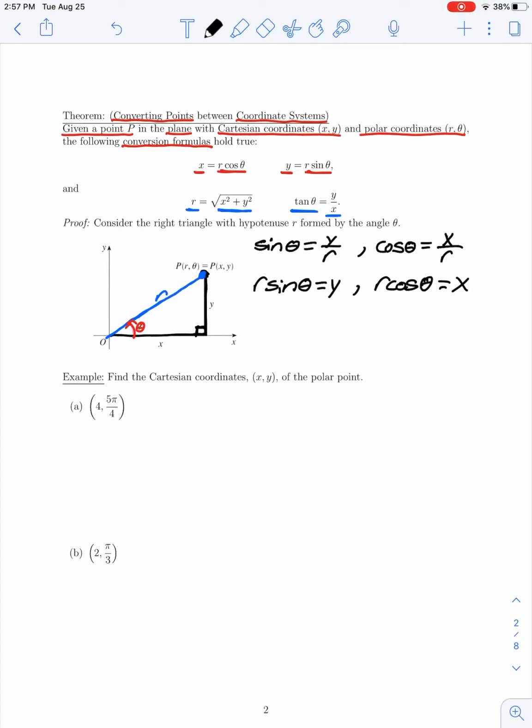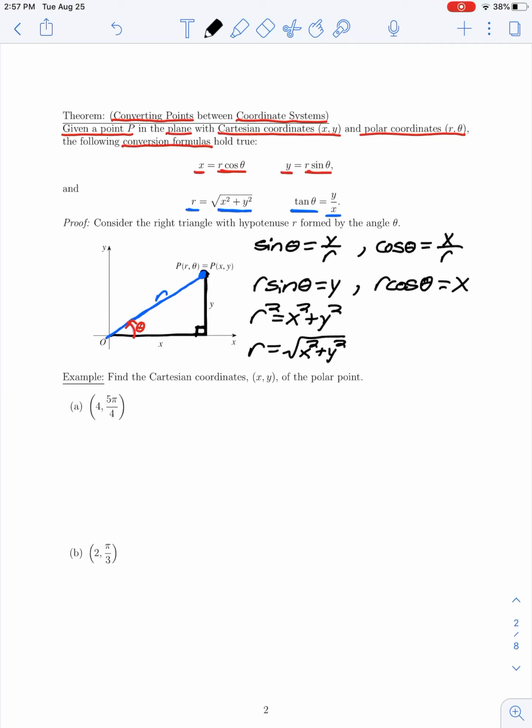And now to get the other two formulas, well, the formula for r follows directly from the Pythagorean theorem. Since this is a right triangle, we know that the sum of the squares of the legs of this triangle, that is x squared plus y squared, must equal the hypotenuse squared. So solving for r, we would have the square root of x squared plus y squared.